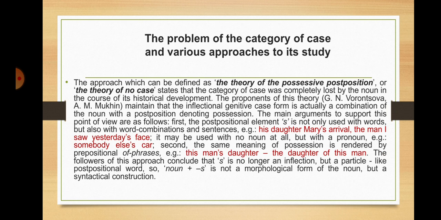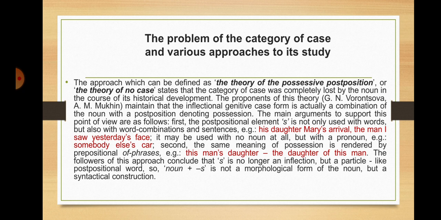The approach, which can be defined as the theory of the possessive postposition or the theory of no case, states that the category of case was completely lost by the noun in the course of its historical development. The proponents of this theory maintain that the inflectional genitive case form is actually a combination of the noun with the postposition denoting possession. The main arguments to support this point of view are as follows.